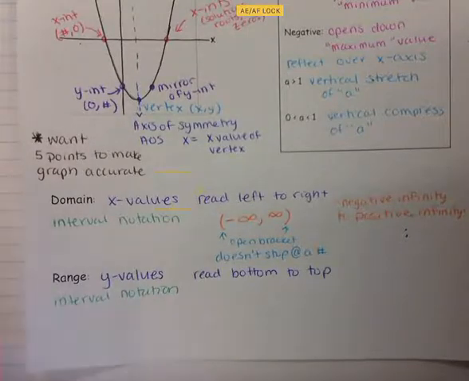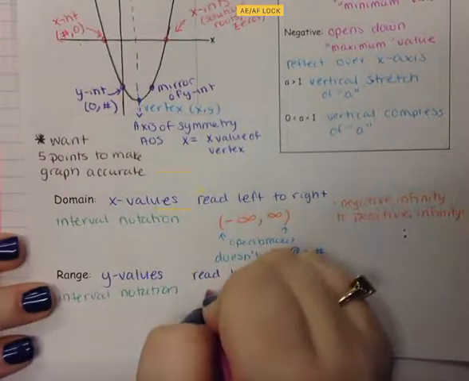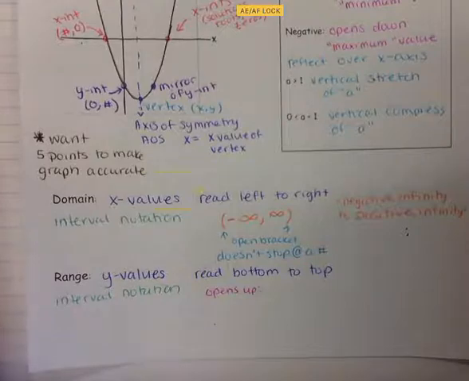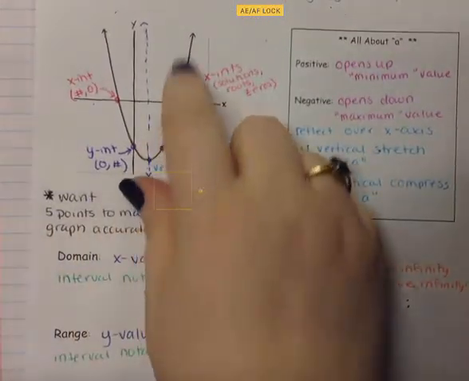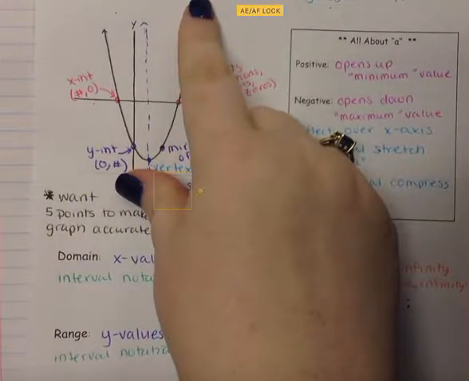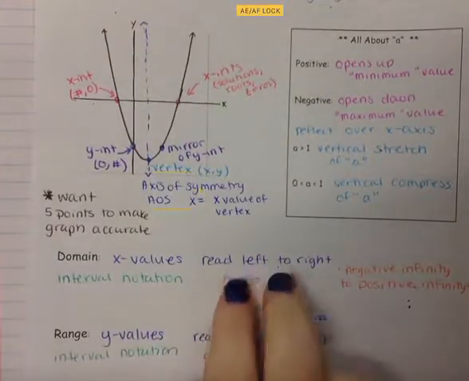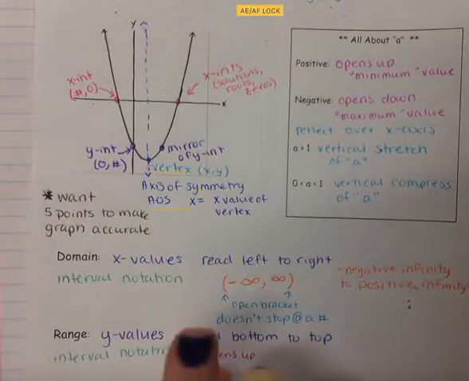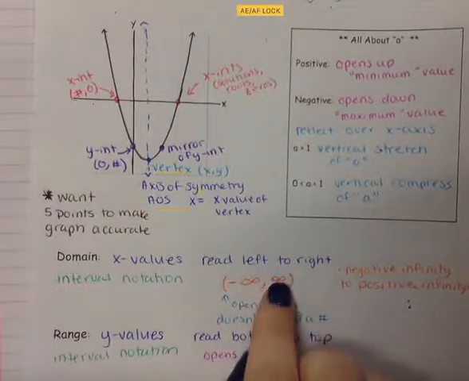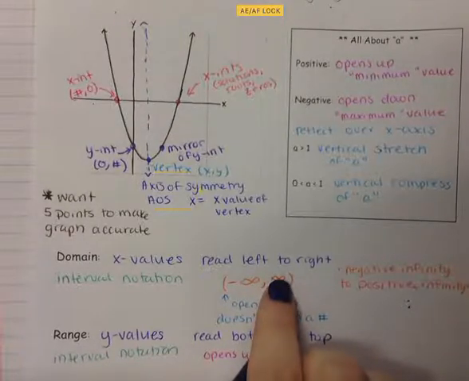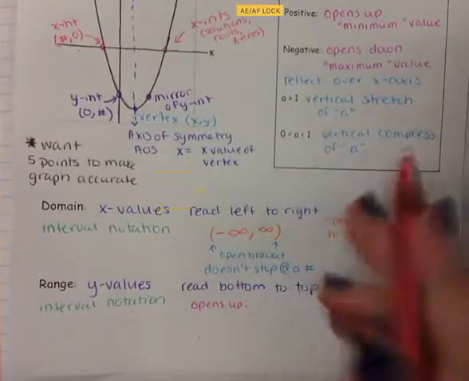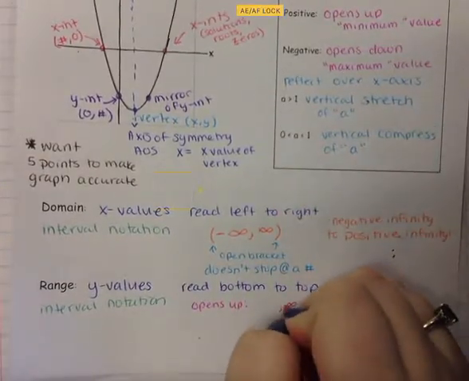So if the graph opens up, so if our a value is positive, that means that it's going to keep going up forever. We will have a positive infinity. Now, just focusing on the infinities only, the positive infinity is on the right-hand side of the comma, because that would be the stopping point. So our positive infinity would go on the right-hand side of the comma.